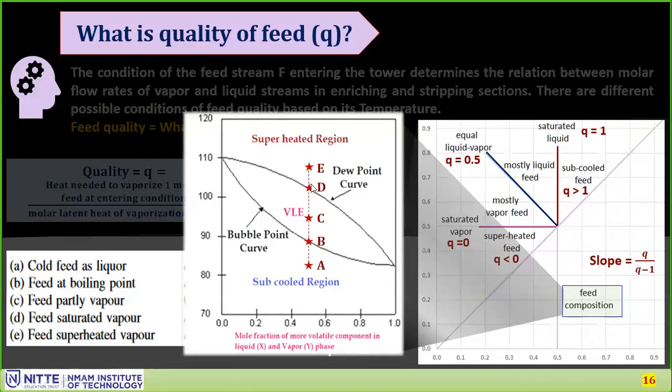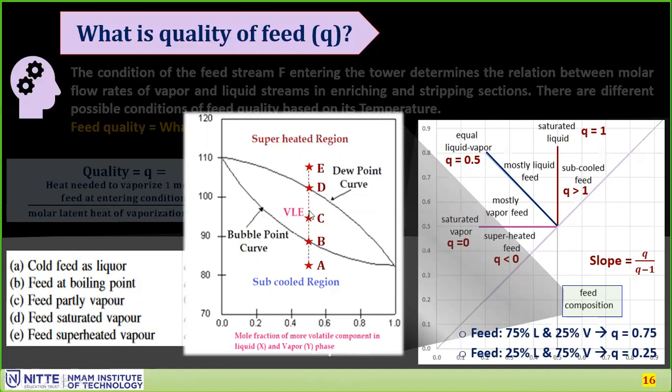Let me jump a little bit. That is point D, the dew point. All the feed is vapor, that is called saturated vapor, here at point D. For that, q is equal to 0. It is just completely vaporized. In between, in the equilibrium region, some fraction of vapor and liquid coexist. Here vapor is 0, completely liquid, so q is equal to 1. Here liquid is 0, completely vapor, so q is equal to 0. So in between you have different conditions.